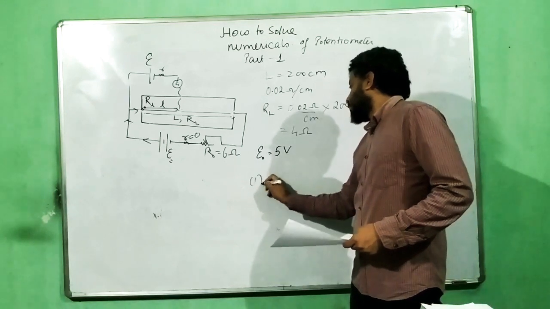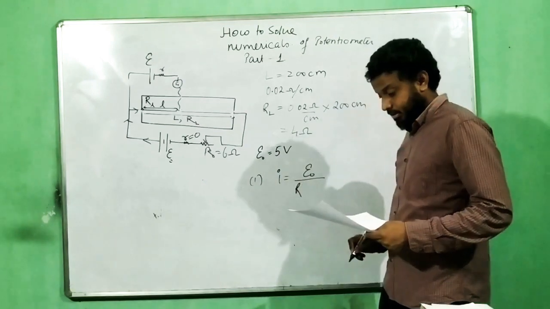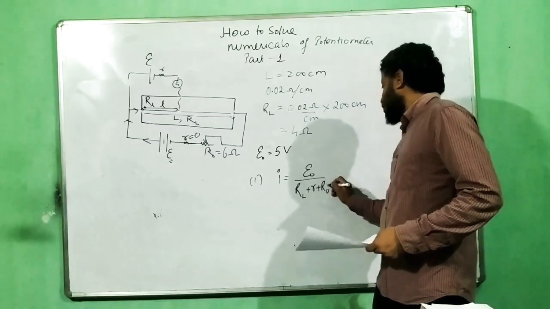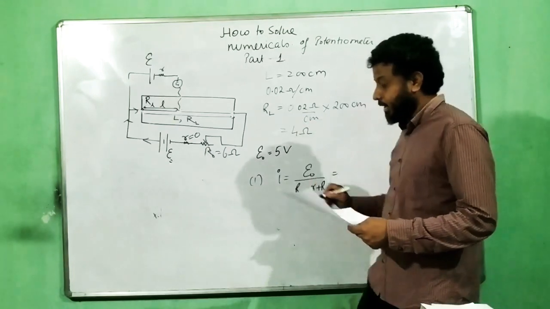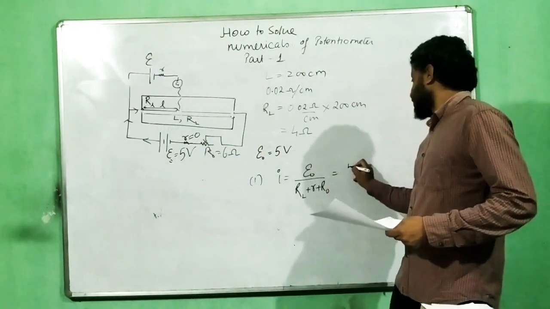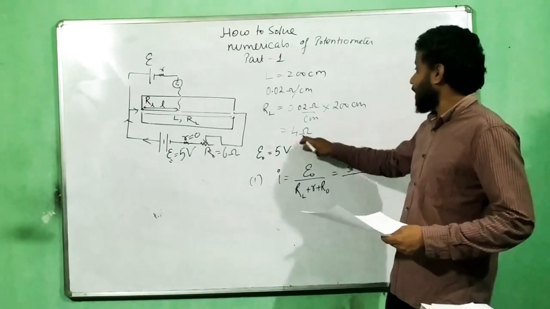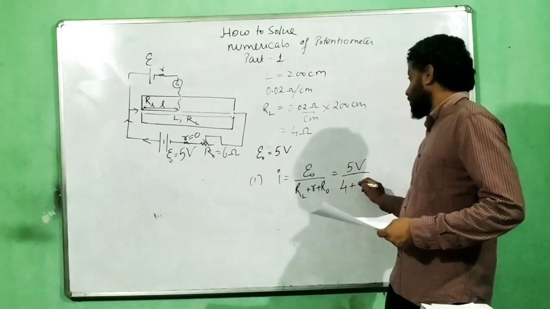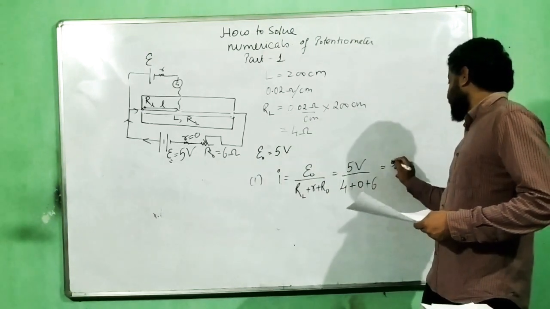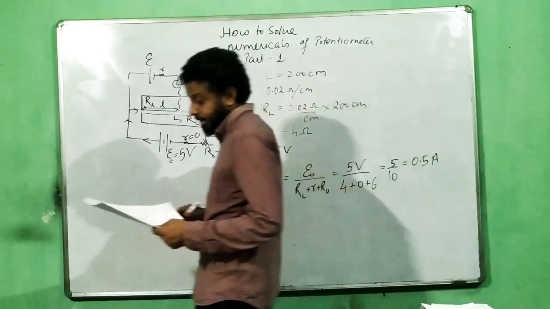Now, current in the primary circuit will be equal to E naught divided by RL plus r plus R naught. EMF is given as 5 volt, divided by RL. We have found the value of RL. RL is 4 ohm plus small r is 0 plus R naught is 6 ohm, and that is equal to 5 by 10, that is equal to 0.5 ampere. So I got the value of current.